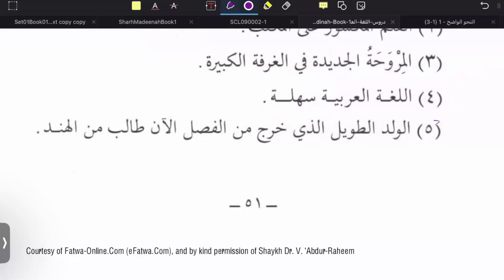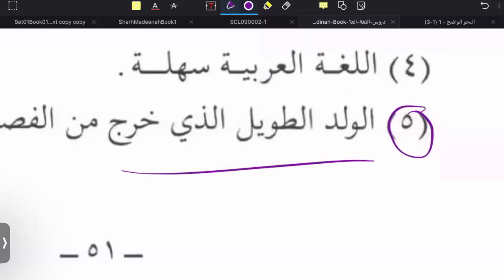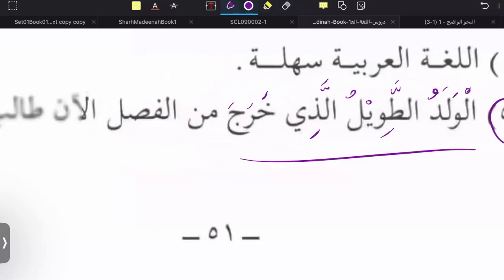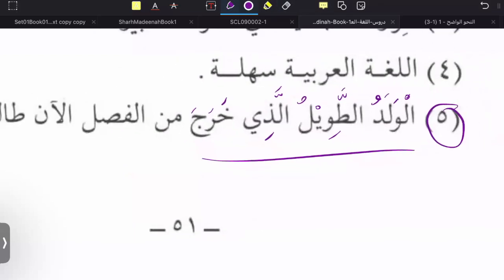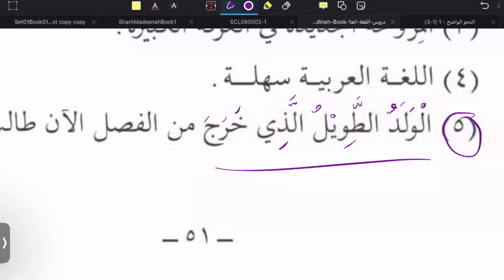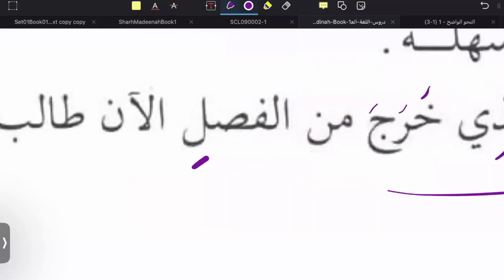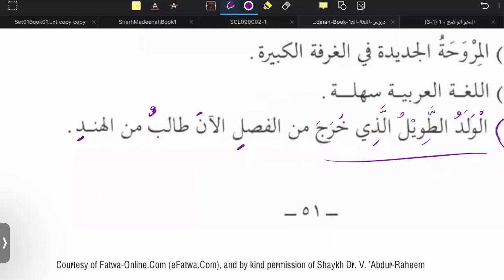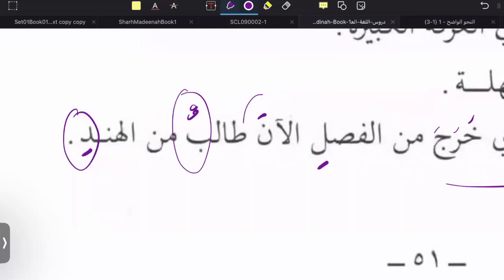Milaka is feminine, so you say as-saghira. And also, if you're using this book, because some books give you all the haraka, if you're using this version, try to put haraka on everything. This is a fun exercise. This is a very important exercise. You say al-waladu at-tawilu alladhi kharaja. See, if you know the spelling of the word, you can ignore it, but at least make sure you put haraka at the end. Min al fasli al-ana talibun min al hindi. So make sure you know where the ending happens, especially for the grammar. I keep on telling you the ending is the grammar.